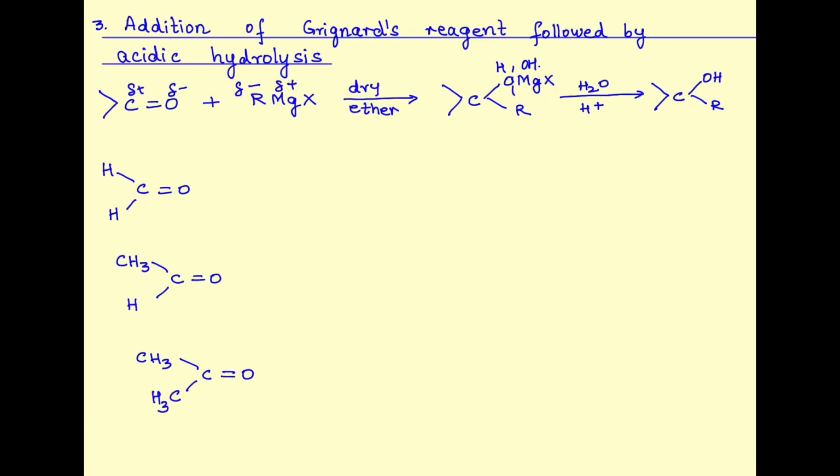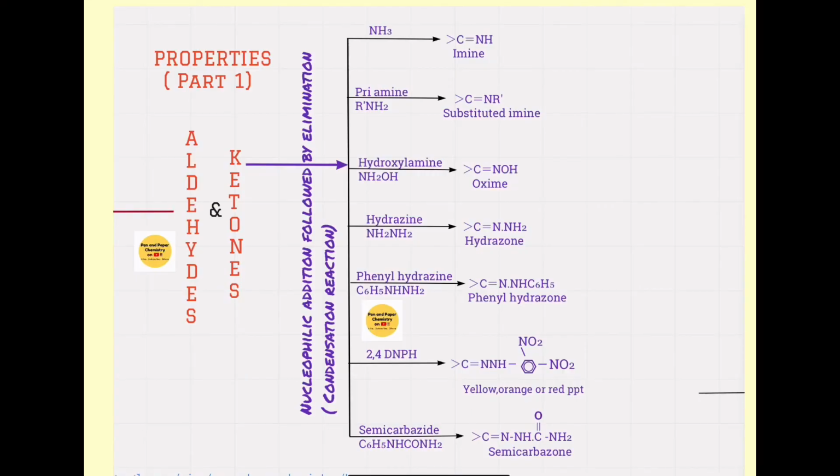Okay, did you complete these reactions? Addition of Grignard's reagent followed by acidic hydrolysis. If you have not, then please watch the video and practice the equations on the playlist Grignard's reagent preparation and properties, and you will be good to go and you will be much more confident about your work. Next video, we continue with nucleophilic addition followed by elimination. So take a short break and come back for the next one.